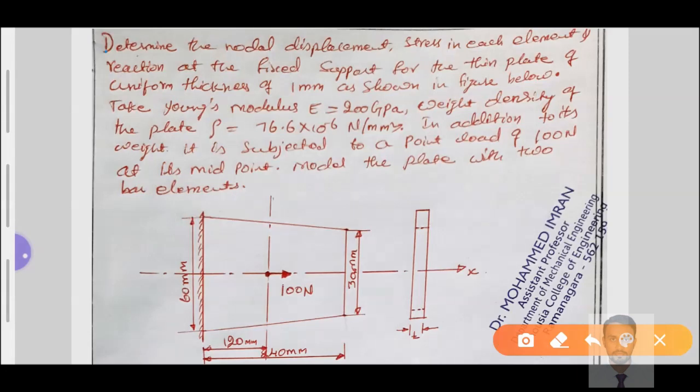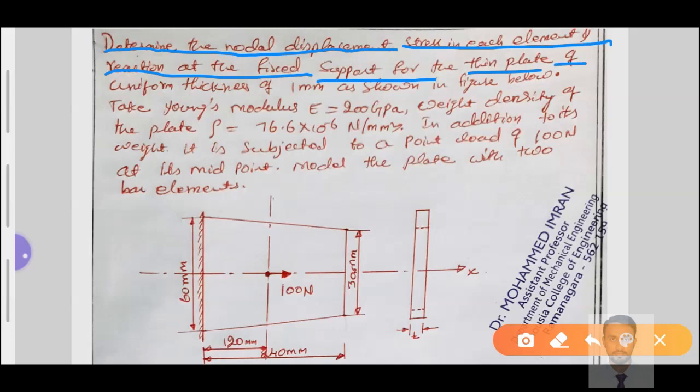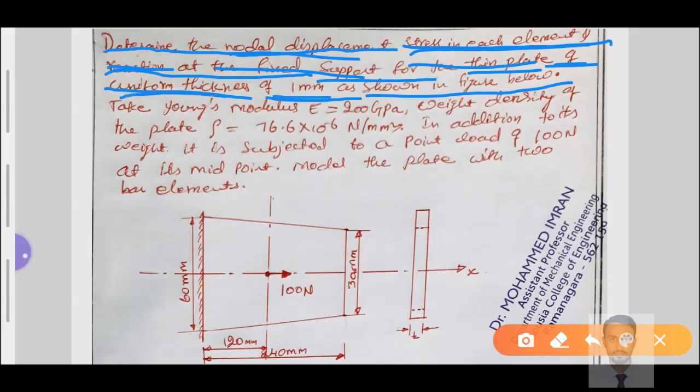Here I'll read the problem. Determine the nodal displacement, stress in each element, and reaction at the fixed support for a thin plate of a uniform thickness of 1 mm shown in the figure below. We need to determine the nodal displacement, stress in each element, and reaction at the fixed support for a thin plate of a uniform 1 mm thickness, as shown in the figure here. Thickness is equal to 1 mm.